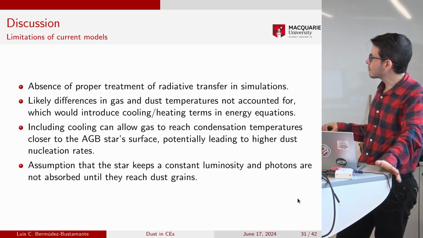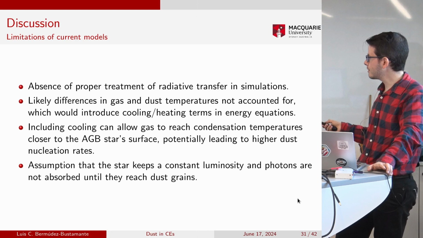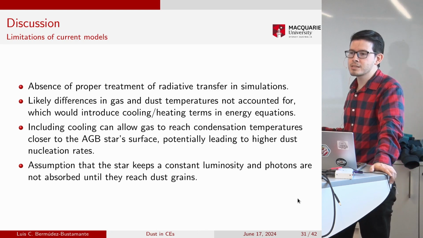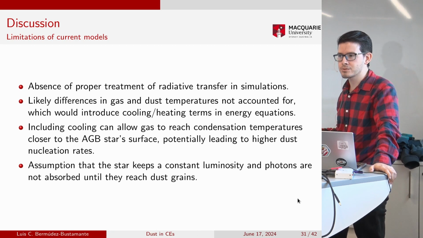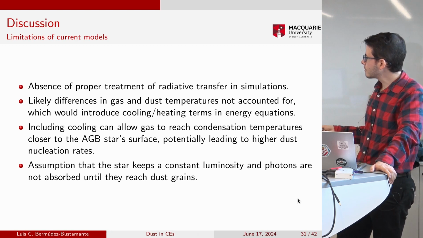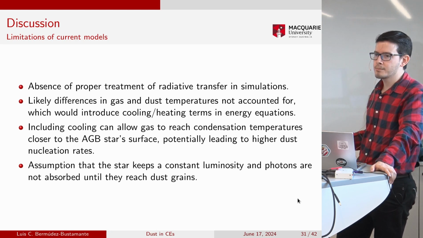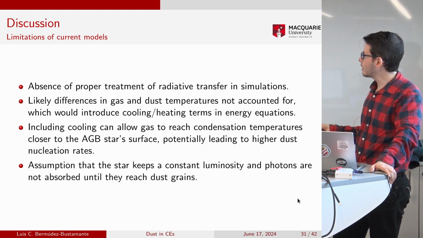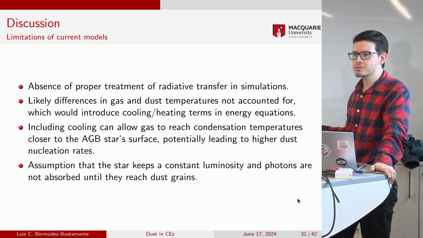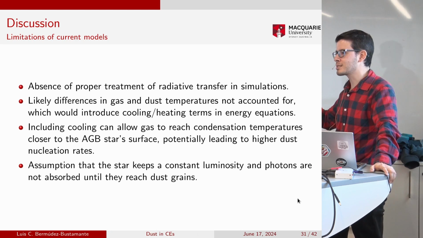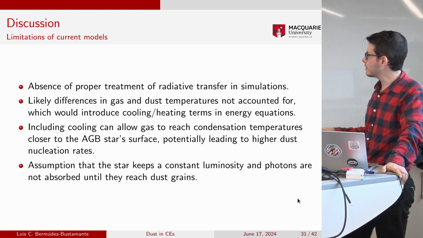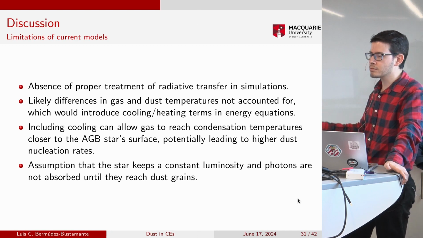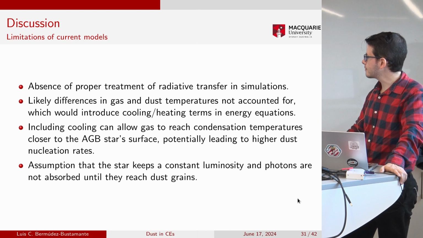Another limitation is that the gas and the dust temperatures are equal in this case, and that might not be the case. So what are the effects if we consider different temperatures in dust and in gas? For example, if we include radiative cooling, maybe the gas reaches condensation temperatures in regions closer to the binary stars, and because in those regions the density is higher, maybe the rate of dust formation will be higher. So that means that if you include radiative cooling, dust is going to form faster.